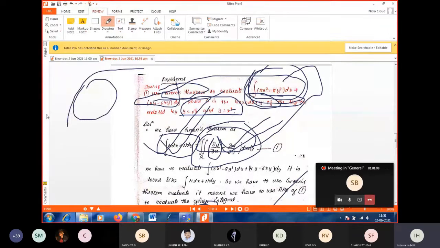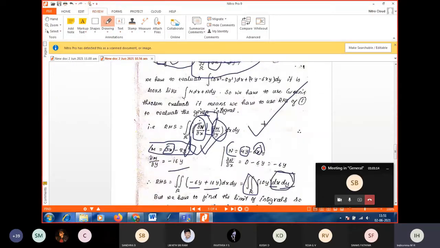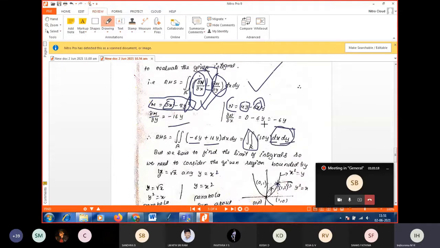We don't know the limits, correct? For that we have to find the limits. How do we find the limits? Changing the order of integration, did you study it in your first set? The same concept I am using here to find the limits. First we have to draw the region for the given curves.